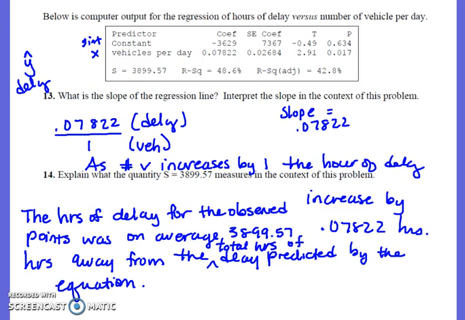Okay, so 14 is the one I told you that we may not know. S normally stands for standard deviation. We're used to talking about lowercase s, so this is very similar to that. Standard deviation is usually the average distance away from the mean. Well, in this case, this is going to be the average distance away from the predicted values. The way that I've summarized this is that the hours of delay for the observed points was on average 3,899.57 hours away from the total hours of delay predicted by the equation.